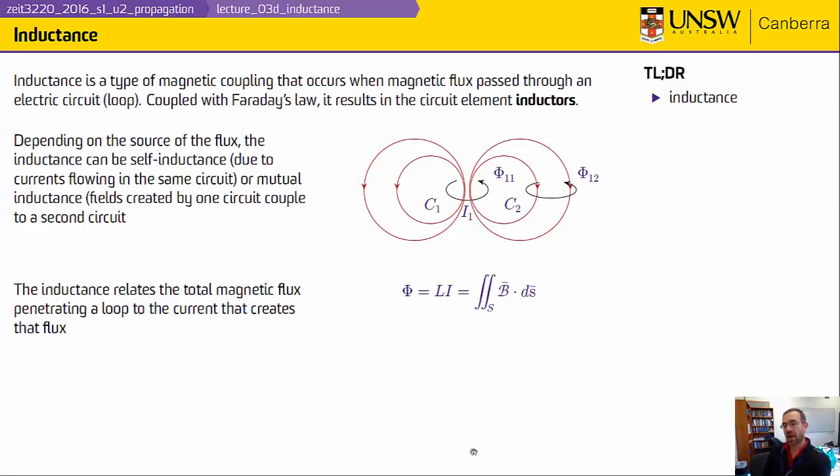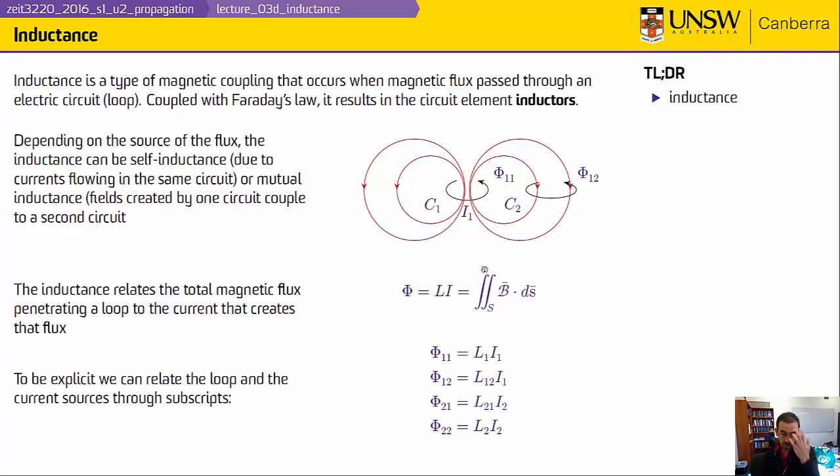Mathematically, we can write down a formula which tells us that the flux, which is usually denoted by this capital phi, is equal to the inductance L times the current I. So this is the total flux equals the inductance times the current I. And we compute that flux by integrating the flux density over the area that's encapsulated here. And so in this particular case, because we have our circuit defined by this wire, the area S that we're interested in is the area inside this loop that we're going to integrate over. And we can explicitly relate the various types of inductances as we've already discussed.